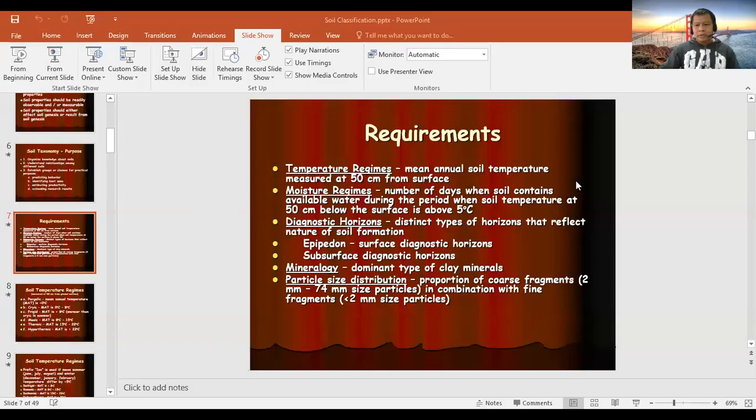We have just discussed soil taxonomy, the purpose of classifying soils, and the different requirements in soil classification and soil taxonomy. We made mention that it requires us to know the temperature, the moisture regime, the mineralogy, and all these concepts that we have just discussed. And today, let us continue with the different requirements for soil classification.